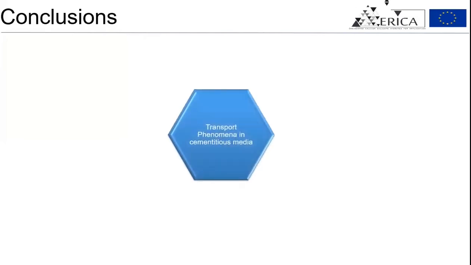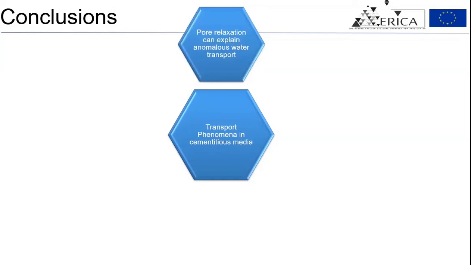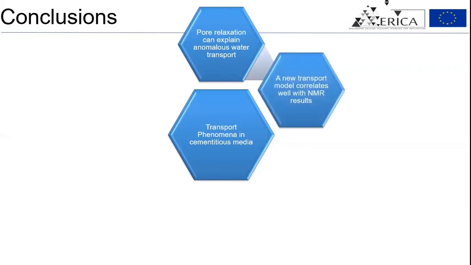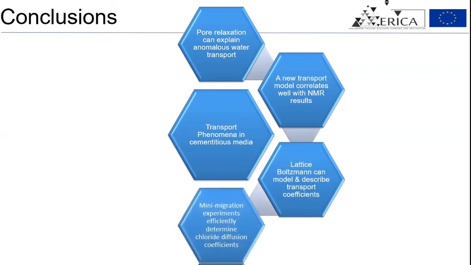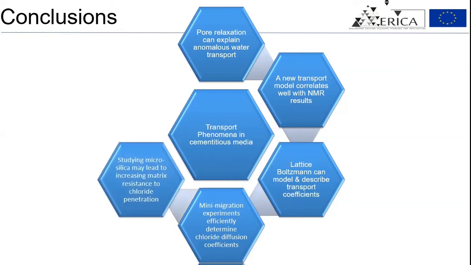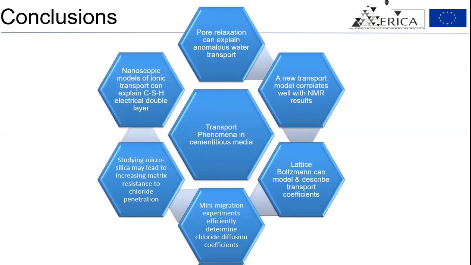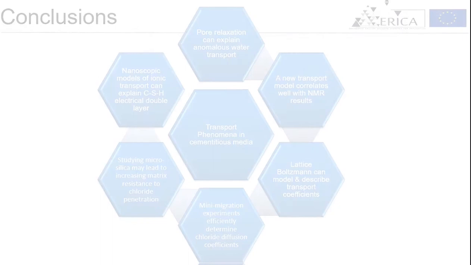So to conclude, today we have discussed transport phenomena in cementitious media. We have obtained some results from the ERICA project, like pore relaxation that can explain anomalous water transport. A new transport model has been created which correlates well with NMR results. Lattice Boltzmann is a model that can be used to describe transport coefficients. Mini migration experiments can efficiently determine chloride diffusion coefficients. Studying microsilica may also lead to increased matrix resistance to chloride penetration. And finally, nanoscopic models of ionic transport can help explain CSH electrical double layers.